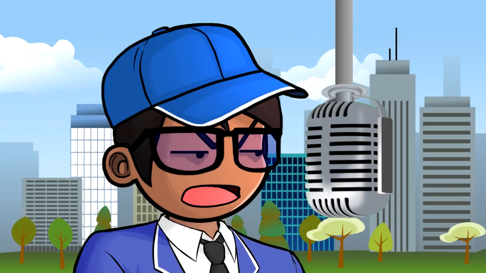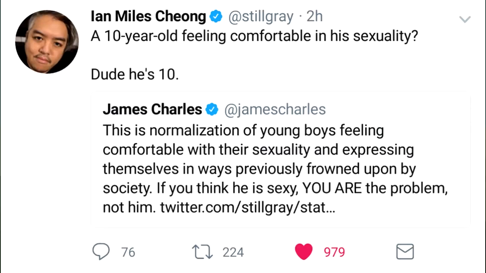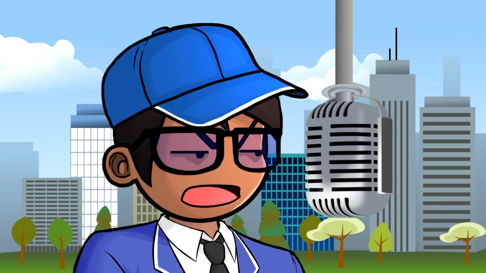So it is about sexualizing the child. Young boys feeling comfortable with their sex? I'm sorry, but he's freaking 10. We don't get to make people comfortable with their sex at that age. Unless you want to bang them, you fucking pedo.